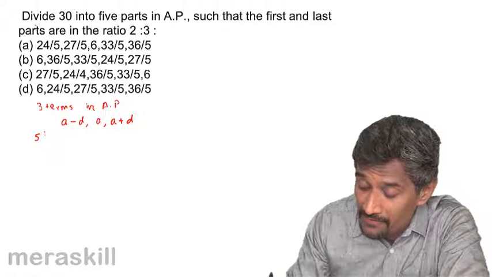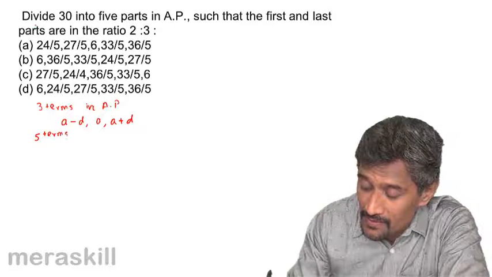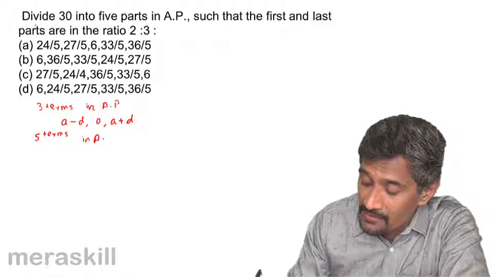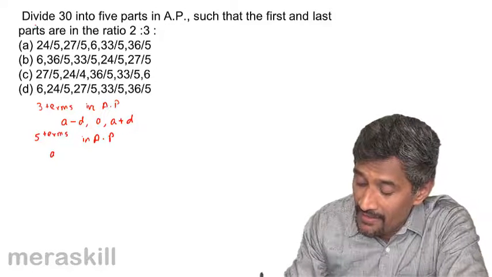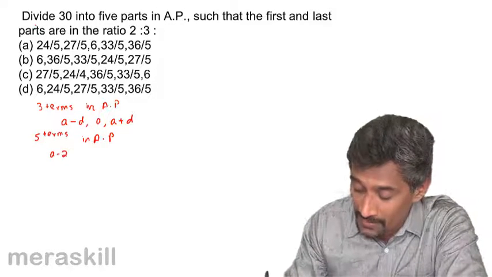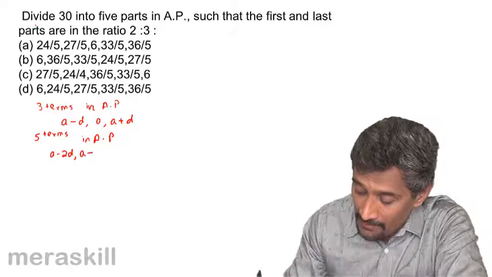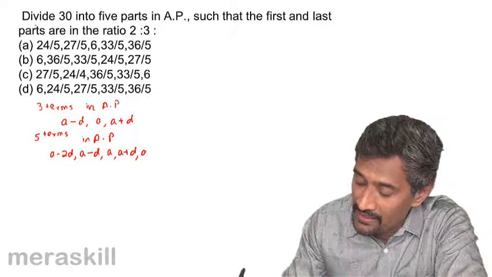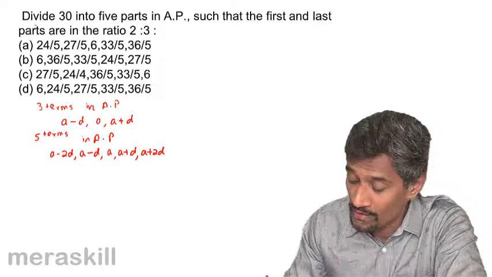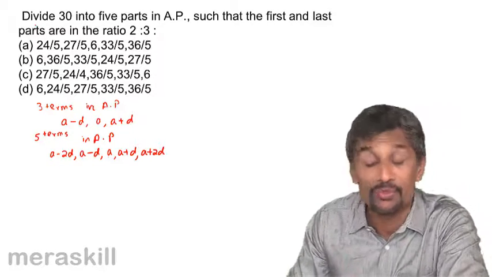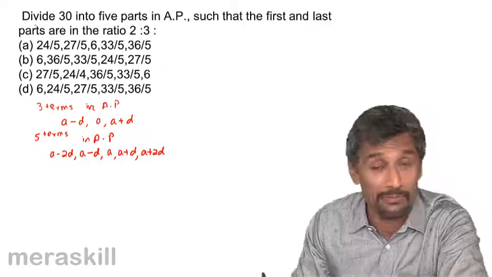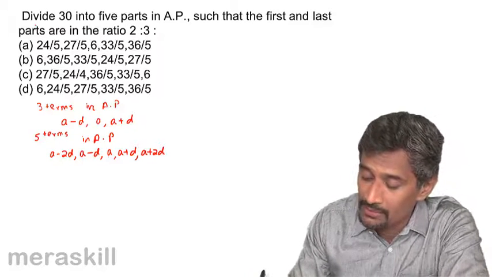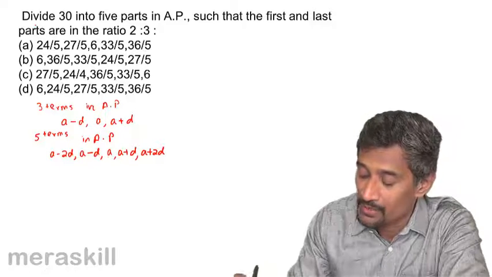Suppose you have 5 terms. What do we take them as? We take them as a minus 2d, a minus d, a, a plus d, and a plus 2d. So we have 1, 2, 3, 4, 5. This becomes a very neat symmetrical arrangement. So whenever we have an odd number of terms, we take them as a minus 2d and so on.